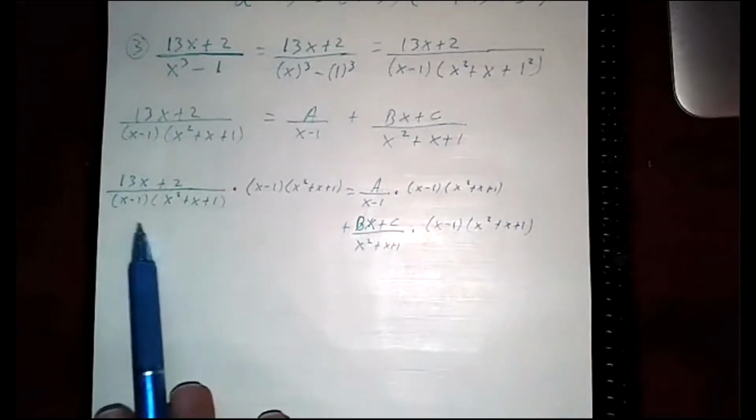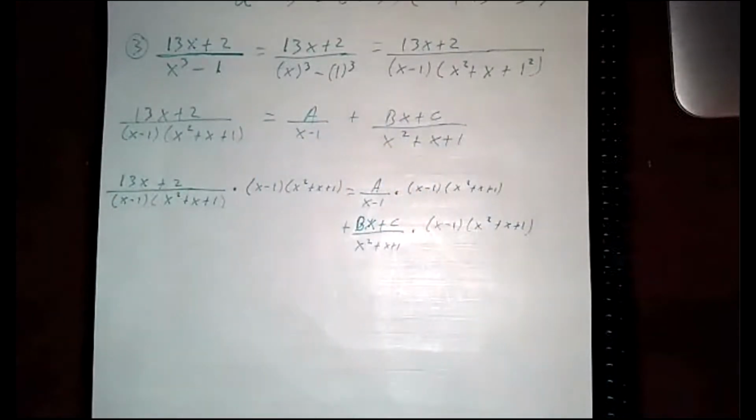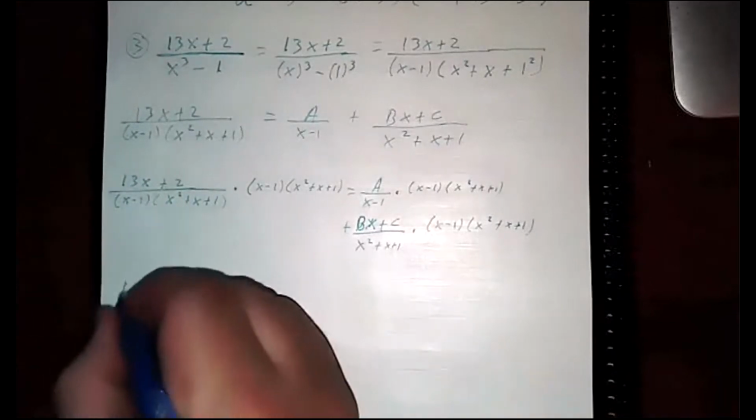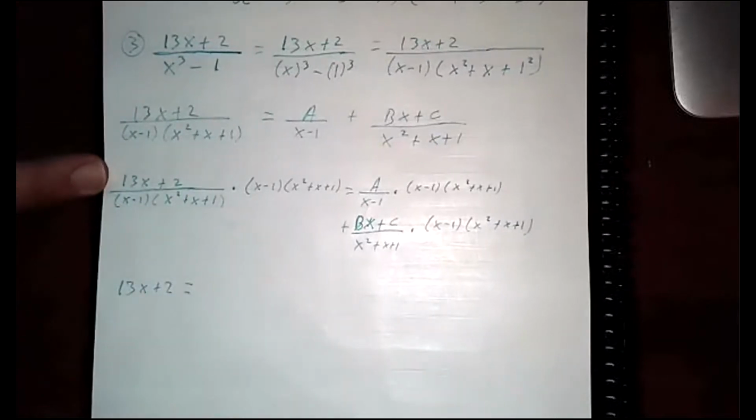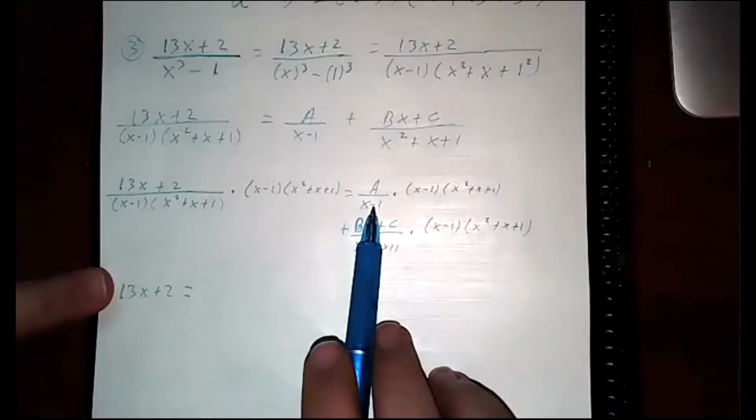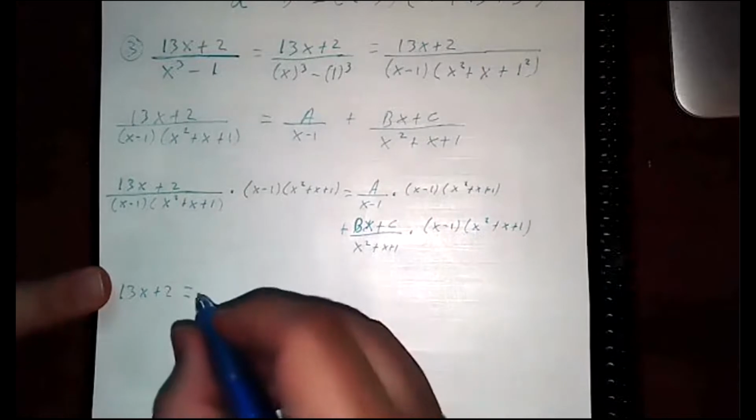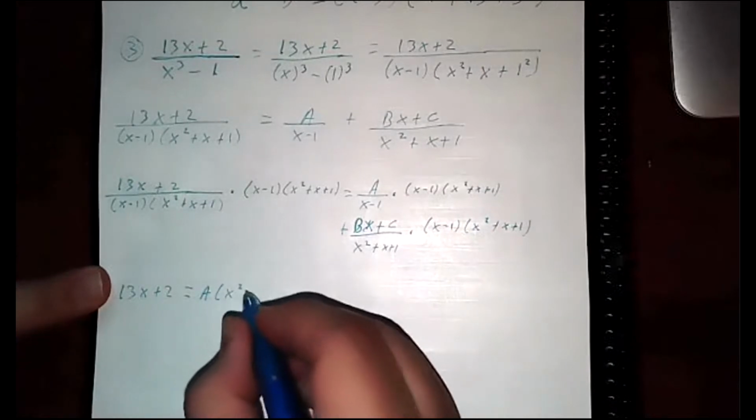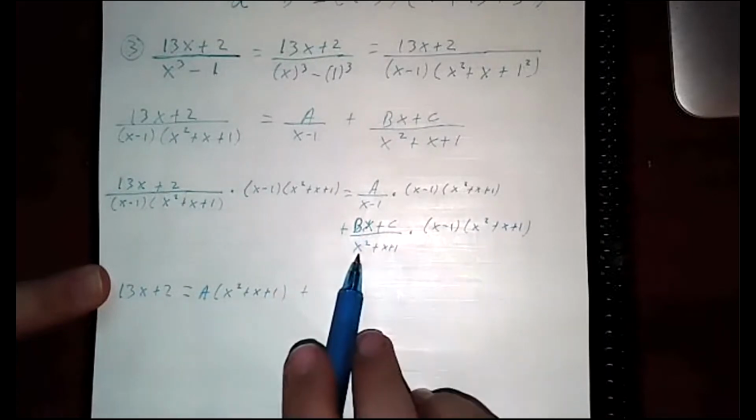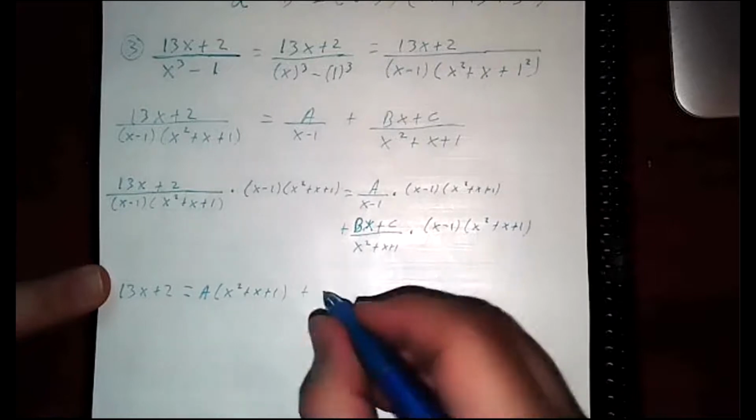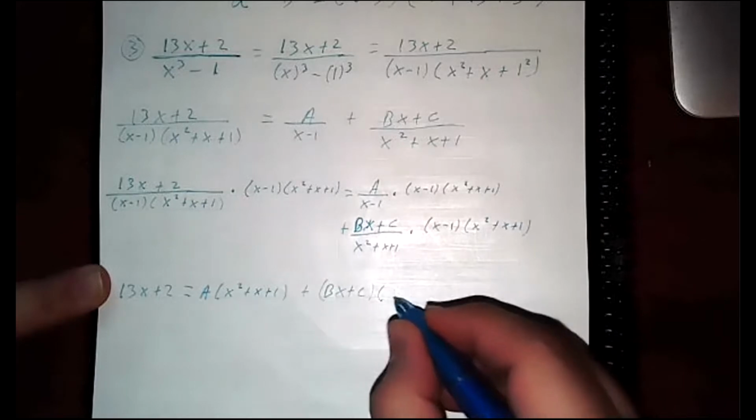So you take this LCD at the bottom and you multiply it on first, second, and third terms. And once you do that, the left-hand side will leave you with just this part every single time, the top part, the numerator. This term here will cancel the x minus 1, leaving you with the a and the x squared plus x plus 1. So you'll have this. Plus, this next term will lose that whole x squared stuff here, leaving you with bx plus c times x minus 1.